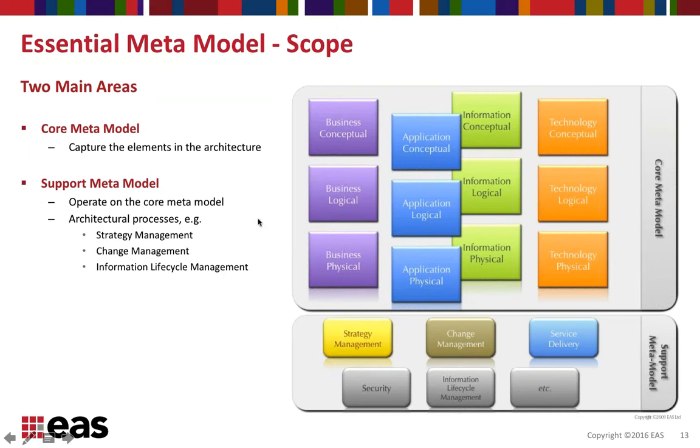So conceptual, we think as the what. So what is your business? What capabilities does your business need? What application capabilities are required to support those business capabilities? What are your information concepts and data subjects and your technology capabilities? So really, it is the what. What do I need to enable my business to run?